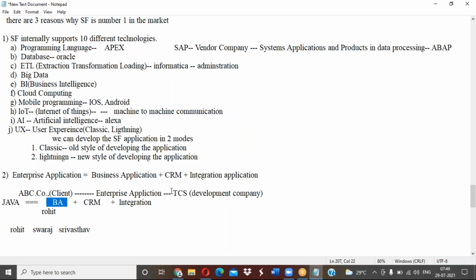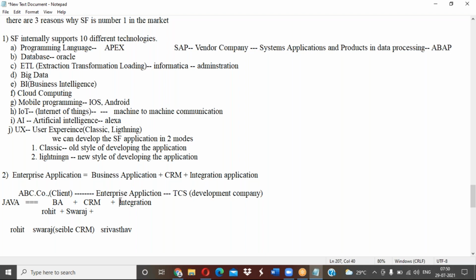So at this particular point of time, TCS needs to hire another category of experts who can develop CRM application. So in this particular example, Swaraj knows how to develop CRM application. Let us assume Swaraj knows Siebel CRM. Have you heard the name called Siebel CRM? Any one of you? Swaraj knows about Siebel CRM. He can develop what? CRM application. So TCS is hiring Swaraj to develop CRM application.